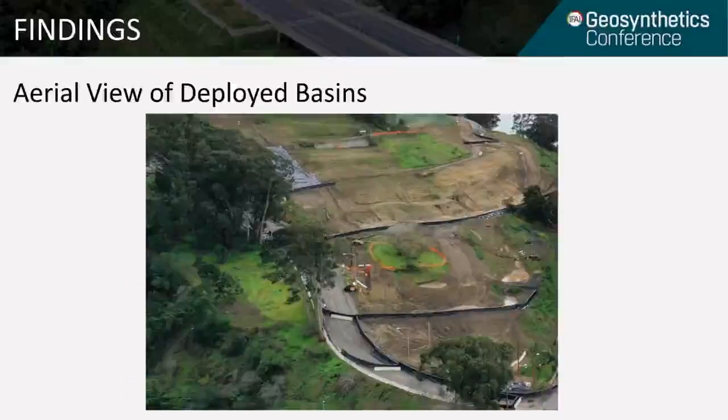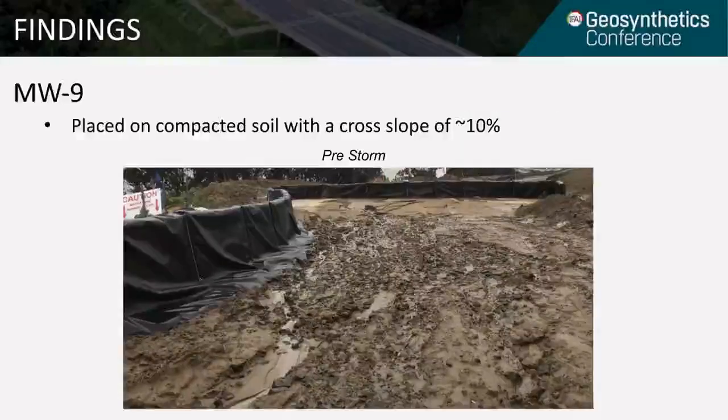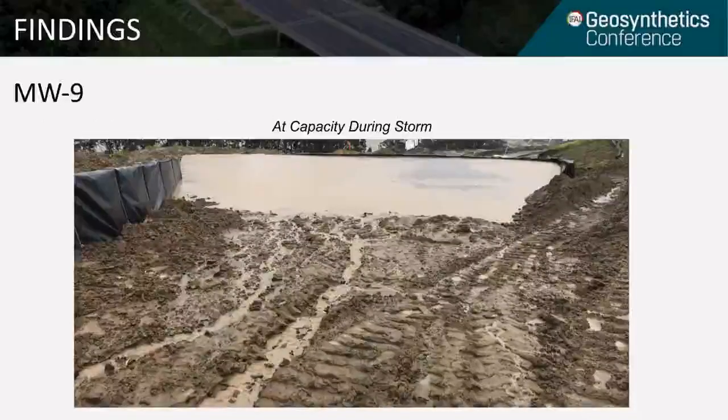Finally, we'll take a look at Basin MW9, which is located in the upper right-hand corner of this aerial. Similar to MW7, Basin MW9 had 5 empty barrier walls in the middle and also used 2 90-degree corner wall pieces. However, unlike MW7, Basin MW9 was placed on compacted soil instead of asphalt. Here's a picture of the basin filled to capacity during a storm event.